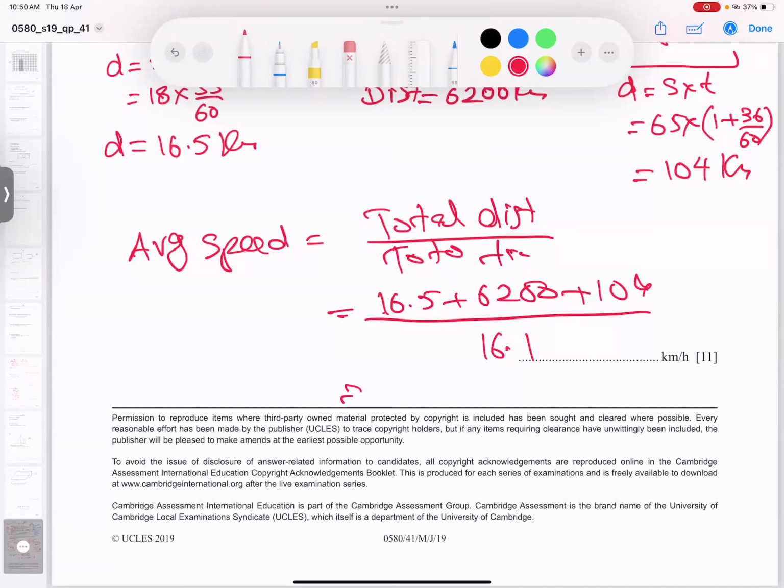So let's calculate the answer. 16.5 plus 6200 plus 104, and divide by 16.1. And the answer is coming 392.577. After rounding, it is coming 393. Alhamdulillah, Rabbil Alameen. The question is completely over.